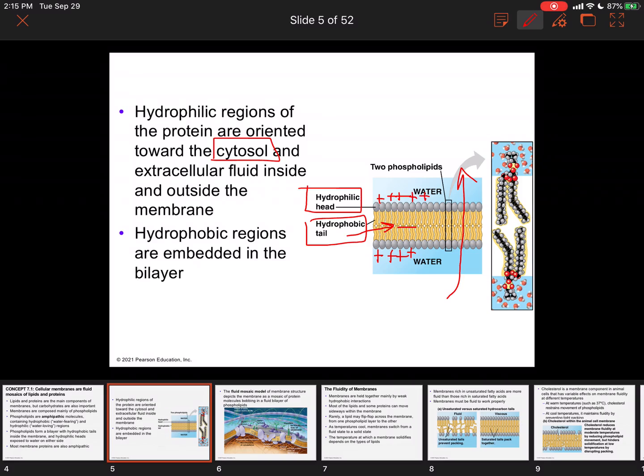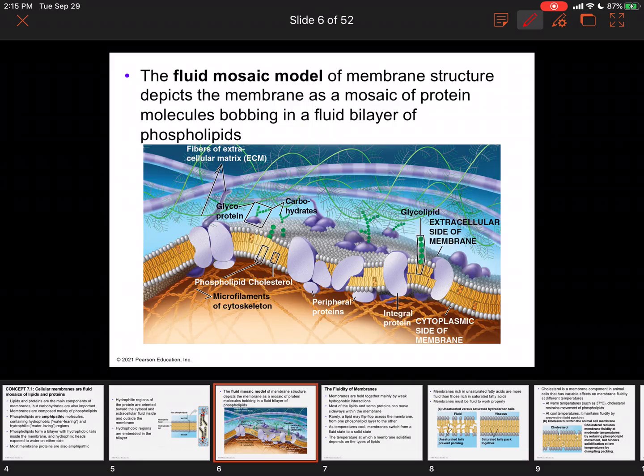Remember, we said that those tails could have these bends or kinks in them, and that's going to help the membrane to remain fluid. We'll talk about that again in a few minutes. We say that it is a fluid mosaic model, and that's because it's going to be a mosaic. A mosaic means made up of many different parts. It's going to have those proteins bobbing around in a fluid bilayer of phospholipids. So lots of different types of structures all come together here.